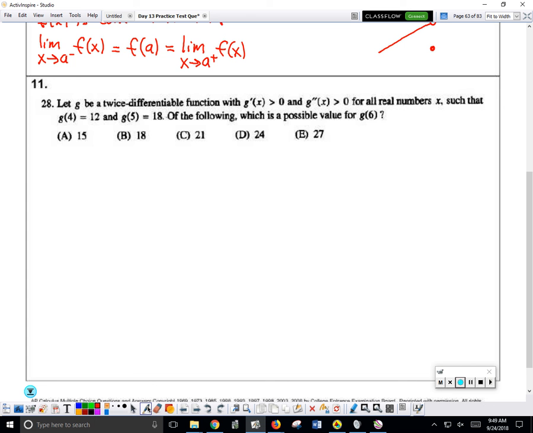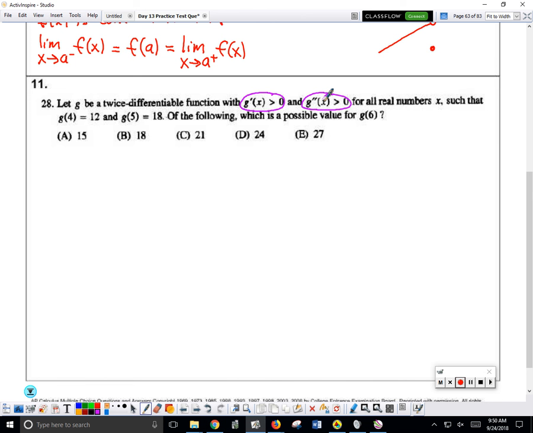It says G is twice differentiable. All that means is from G you can find G prime, from G prime you can find G double prime. So keep reading. Oh, it also means that G would be continuous, because a function can't be differentiable if it's not continuous. Here's a big clue. G prime is greater than 0. G double prime is also greater than 0.